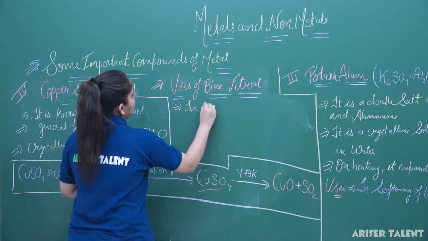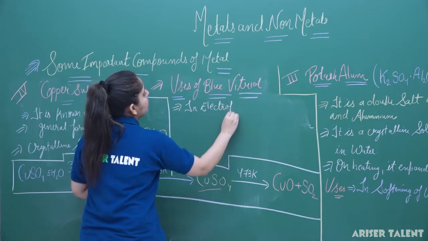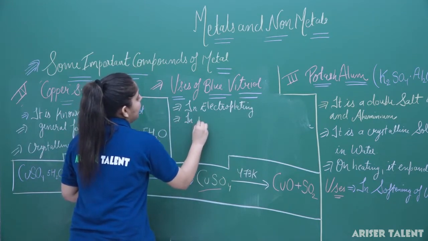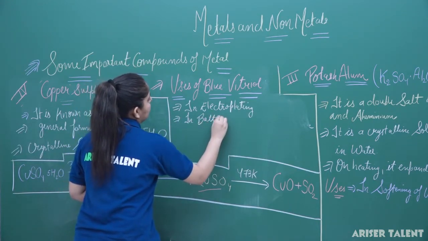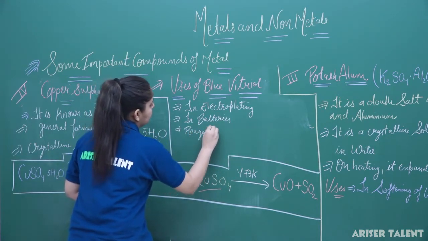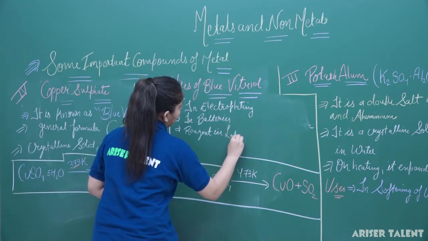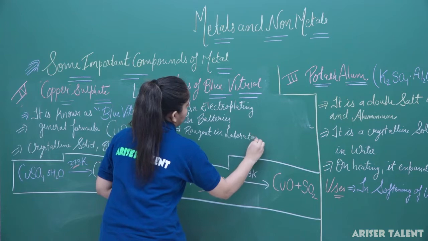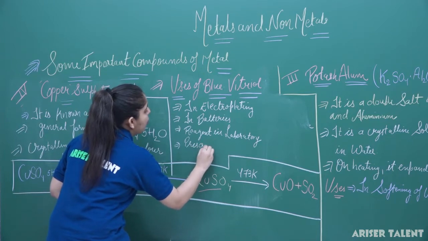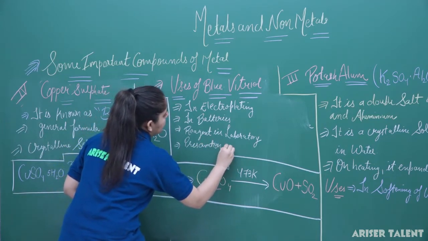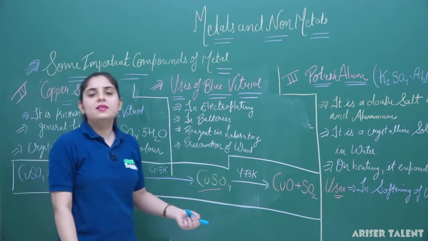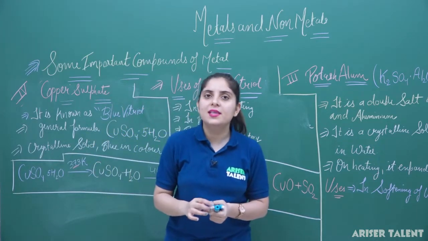In electroplating, blue vitriol is generally used. In batteries. As a reagent in laboratory. It is used in preservation of wood, and finally a Bordeaux mixture, that is a mixture of copper sulphate and lime, is used as a fungicide.